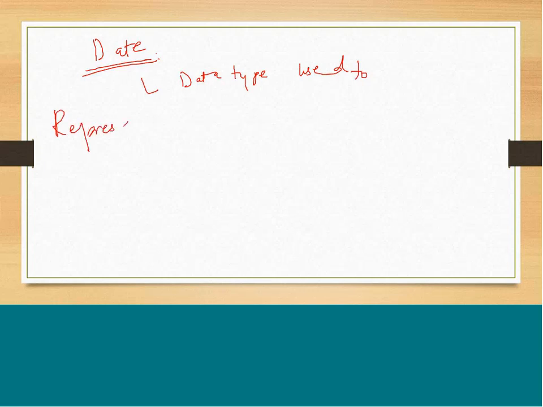Now an important data type called date. The major interviews ask this question, what is the difference between char and varchar, but date is equally important. This is the data type used to represent date and time.